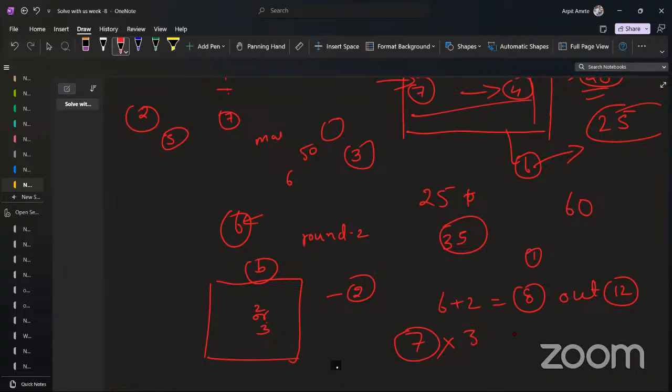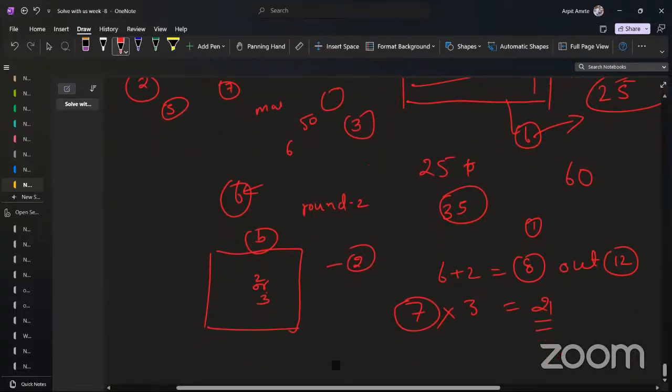So it will be 21 out of 50. How many questions are remaining? I think there is some mistake. It is 4 marks per question, not 3 marks. So it will be 28.